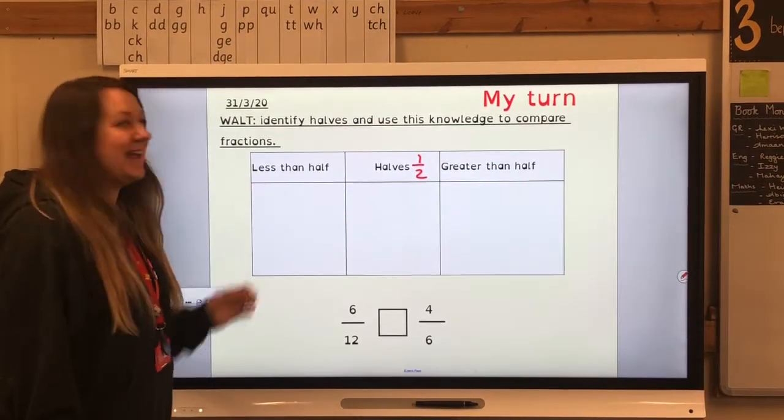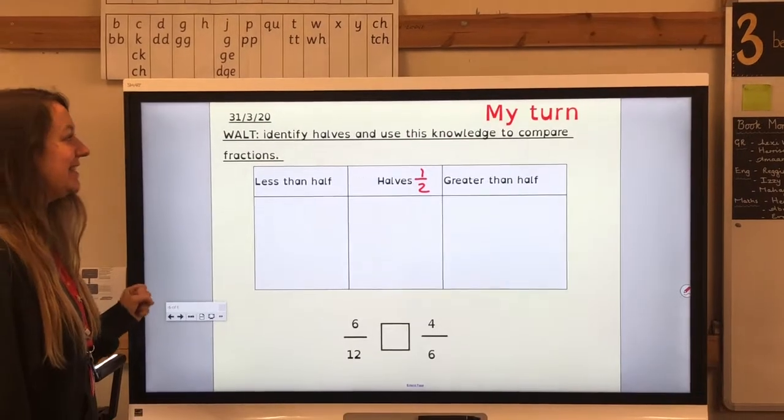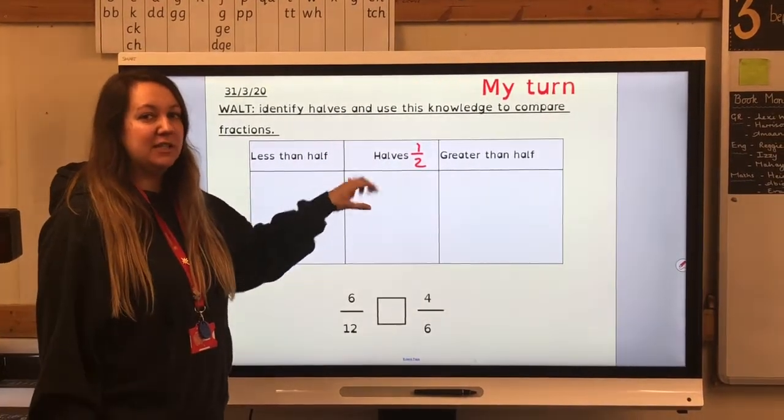Hello, this is Tuesday's maths work. Today we are learning to identify halves and use this knowledge to compare fractions. I'm going to start by finding lots of halves.